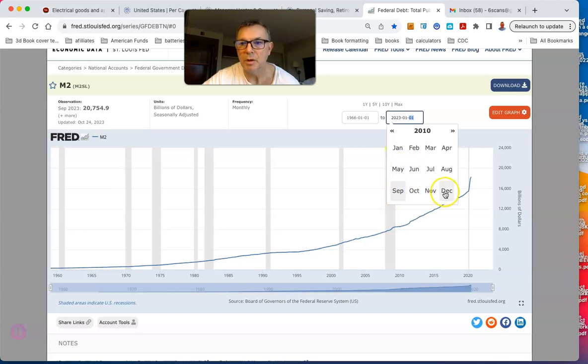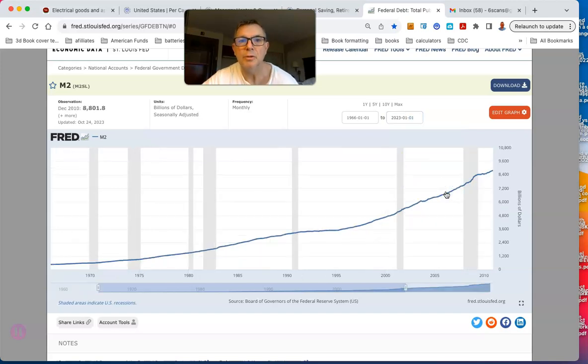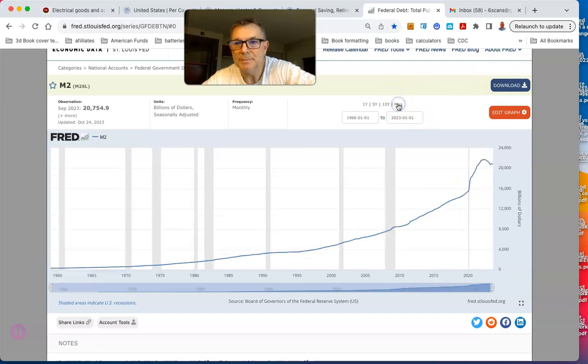I have a question: if federal debt led to mass destruction of wealth, then have we not had federal debt for as long as I've been alive? Yes. Where has the mass destruction of wealth been? It hasn't happened. Why now all of a sudden? So here we go to 2000. Here's the M2 right there. A big jump in there. Yep. Now let's just go back to max.